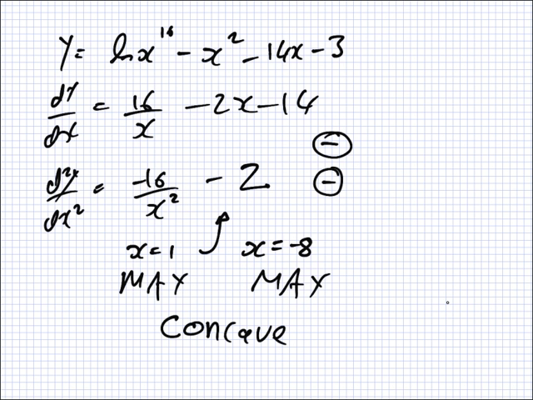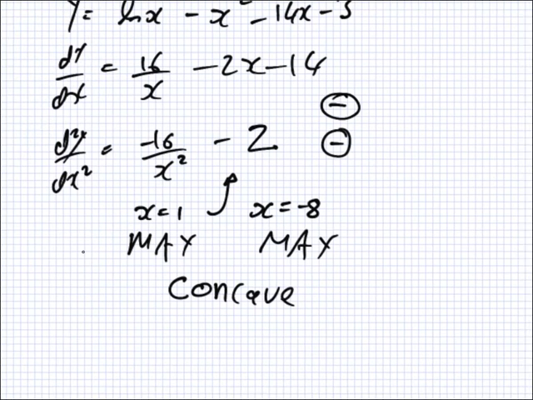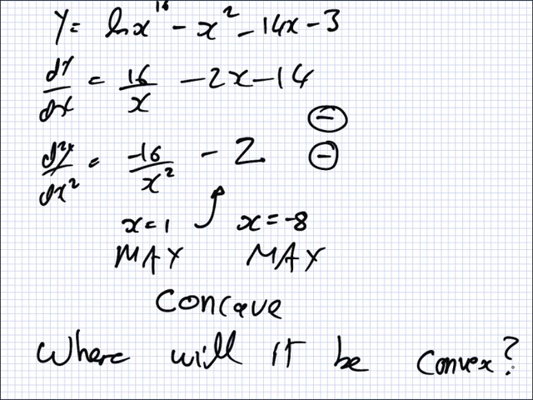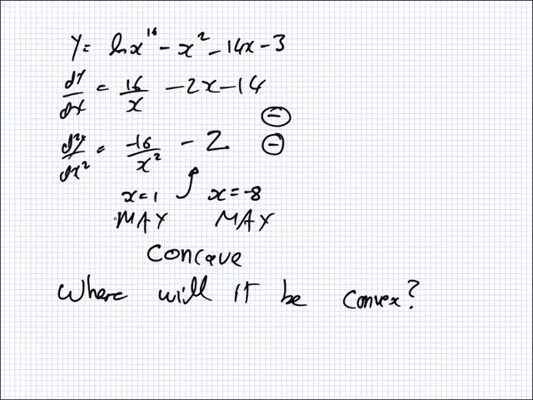Now, you could try to figure out, is there anywhere where this graph will be convex? Let's see. Let's ask the question, where will it be convex? We'd like to know, where will this graph be convex? How might we figure that out? Yeah, what is it? Not dy dx less than 0, but the second derivative less than 0. Yeah, or we could try and find an inflection point.